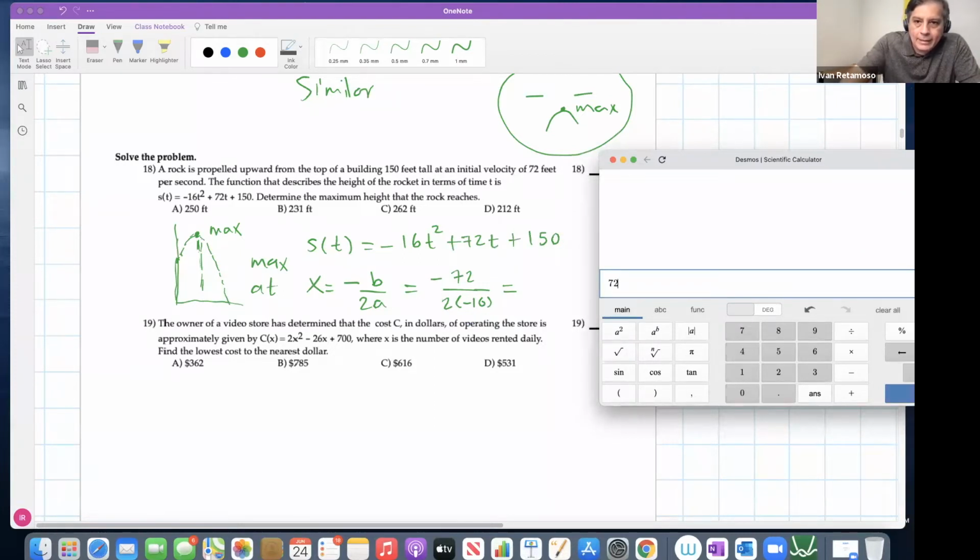Negative divided by negative is positive, right? Let's focus on the numerical part. So minus 16 here.